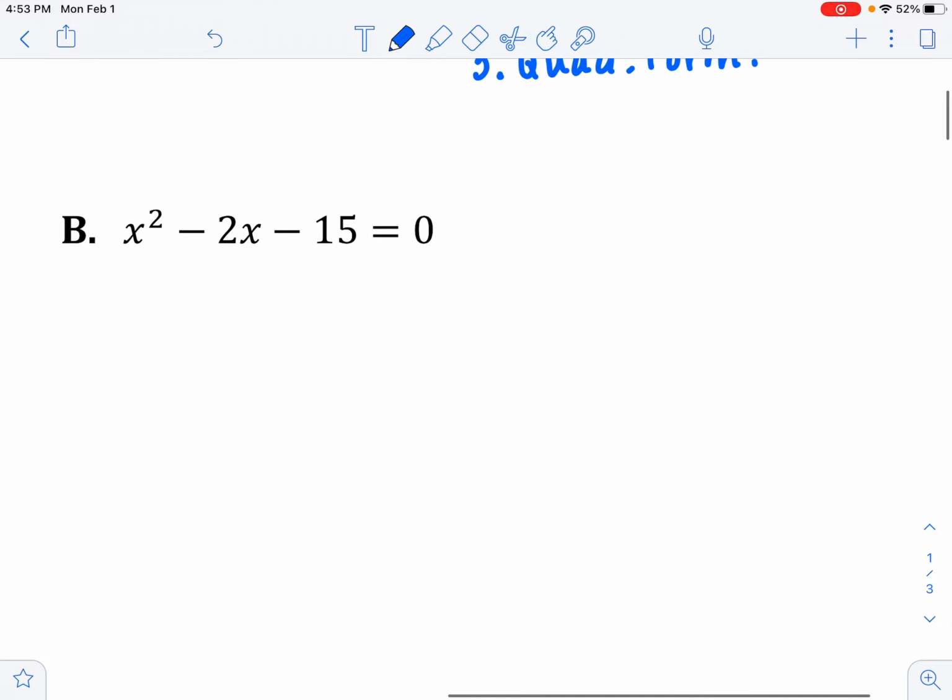Okay, so let's see. We already said it's not solvable by square rooting, so now I'm going to look for a GCF. Is there a GCF in these three terms? Oh, it has to be equal to 0 first in order to factor. And it already is. Is there a GCF? No.